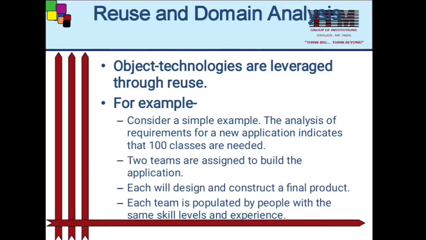Consider an example: the analysis of requirements for a new application indicates that 100 classes are needed and two teams are assigned to build the application. Each will design and construct a final product, and each team is populated by people with the same skill level and experience. So first of all, the time taken for Y will be less, if the workforce of X and Y have the same strength and talent.